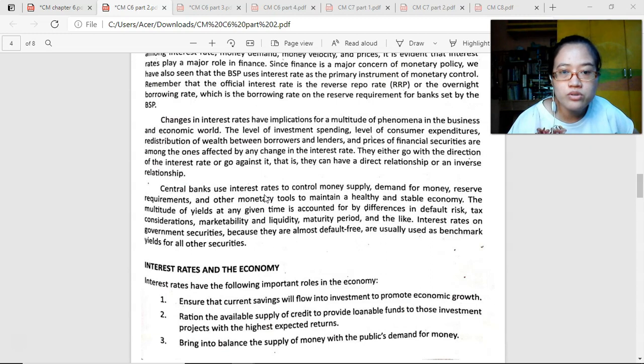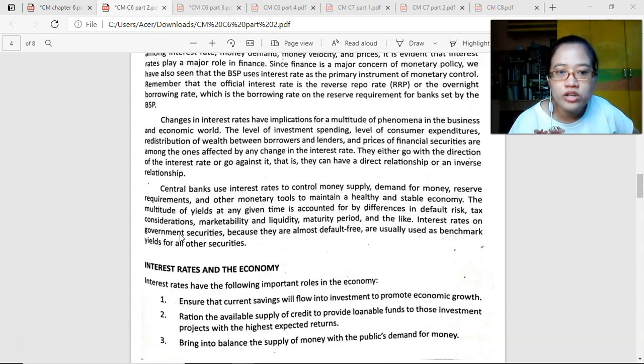Continuing on, central banks use interest rates to control money supply, demand for money, reserve requirements, and other monetary tools to maintain a healthy and stable economy. The multitude of yields at any given time is accounted for by the difference in default risk, yung risk na hindi makapagbayad yung borrower, tax considerations, magkano yung interest rate to be charged on the interest payments, marketability and liquidity on the part of securities. Meron ba existing market for this, or buyers and sellers available, and then of course yung liquidity, convertibility to cash, maturity period, gaano katagal, short-term ba to or long-term, and the like.